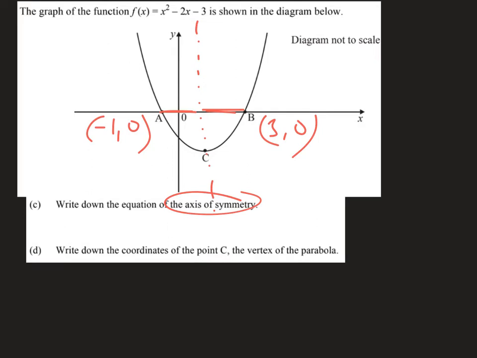So if we look at the distance between them, A is at -1, 0, and B is at 3. So the distance between them is 4. So halfway must be 2 points from either end. So we could see that that is 1.